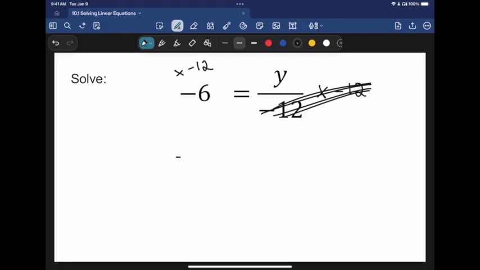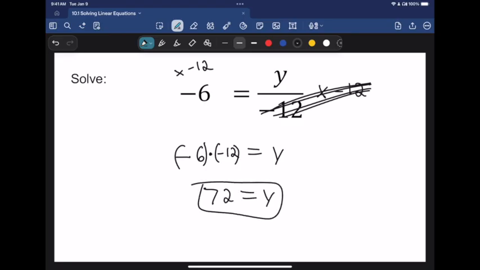And on this side, we have negative 6 times, sometimes I like to put a dot for times, negative 12, okay, equals y. So negative 6 times negative 12, and we'll put our brackets here so we don't get confused, equals y. So now we can do 6 times 12 to get our answer of 72. And since we have two negatives, when we're multiplying two negatives together, it equals a positive. Okay, so 72 equals y. And there is our answer.